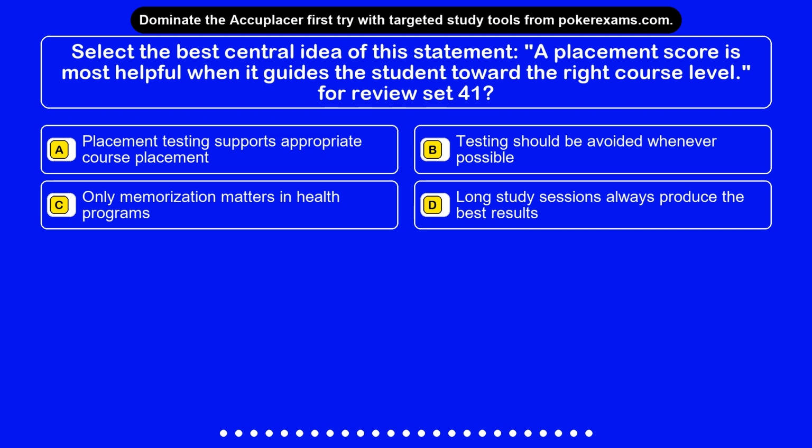Option B. Testing should be avoided whenever possible. Option C. Only memorization matters in health programs. Option D. Long study sessions always produce the best results.